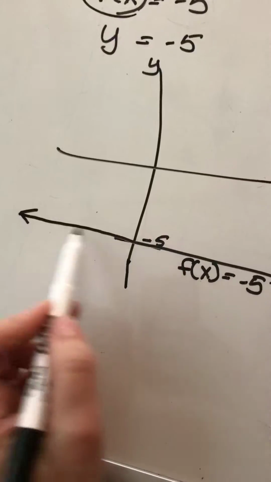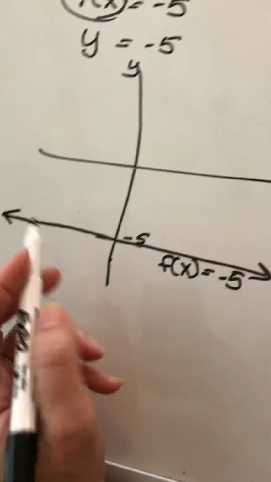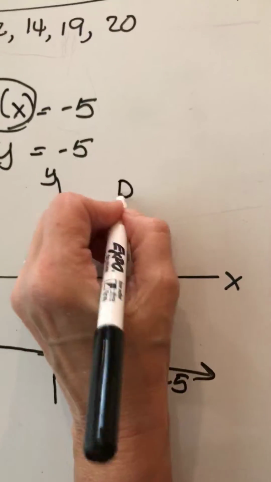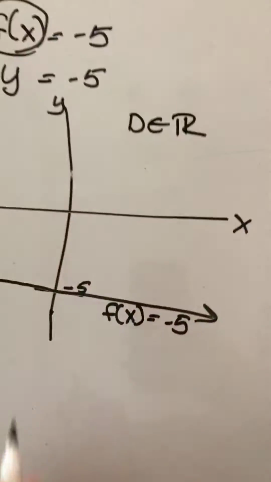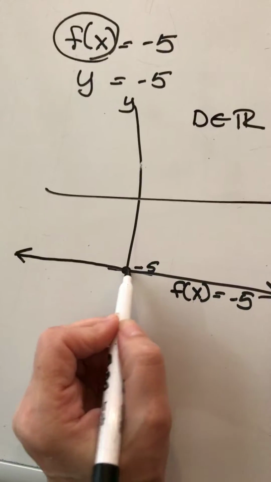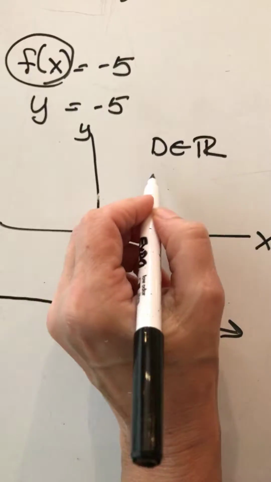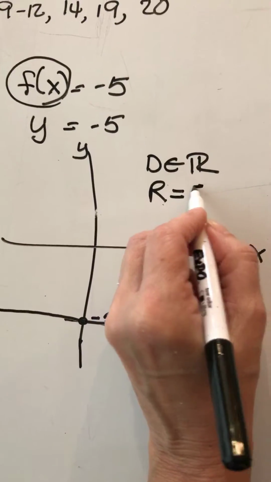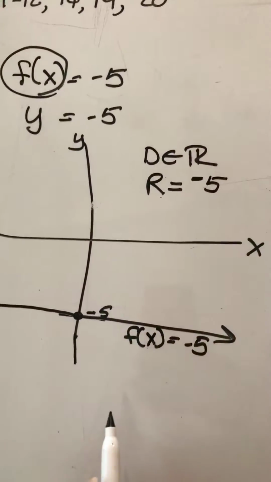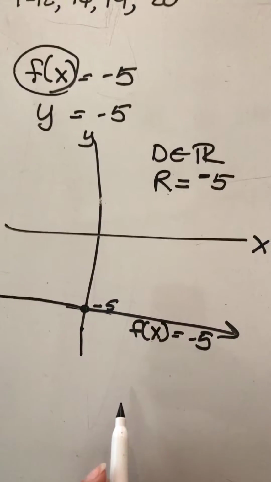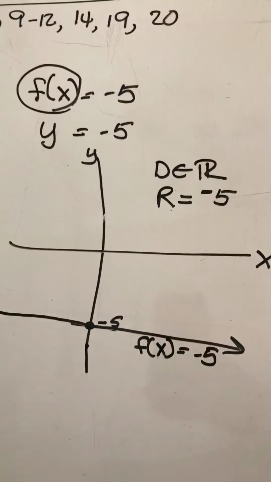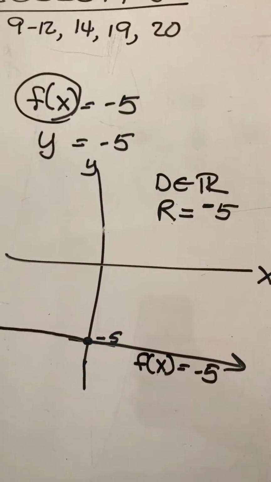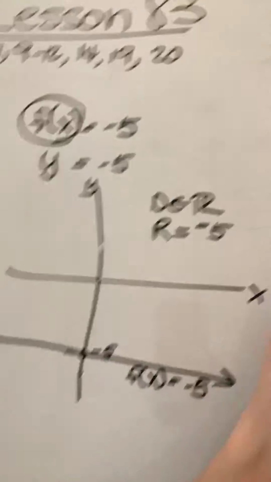And so my domain, my x values, is all reals. I'll write it up here. Domain is all reals. My range is only one value. Y is negative 5. So my range is just equal to negative 5. There's no other value of y that this graph ever touches. All right, that's number 10. Number 11 and 12 are in your book, so I will go to the book.